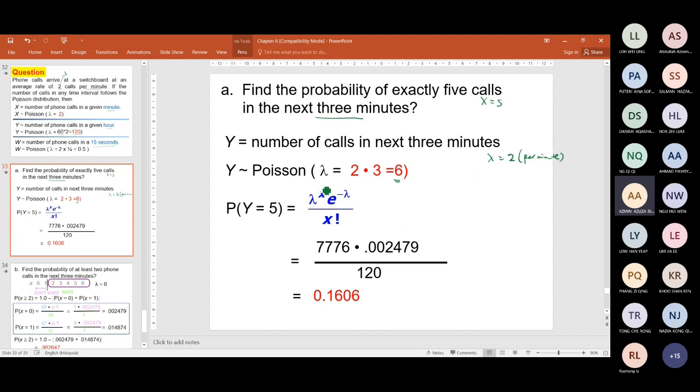If you use y, then this one should be y. And this one should be y. Again, doesn't matter. This one can be x also. So basically lambda is 6. 6 power of, let me write like this. 6 power of 5. 6 power of 5. E power of negative 6 over 5 factorial.